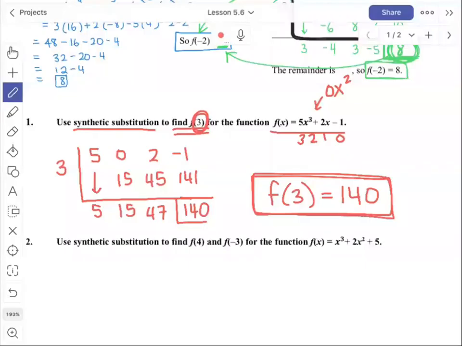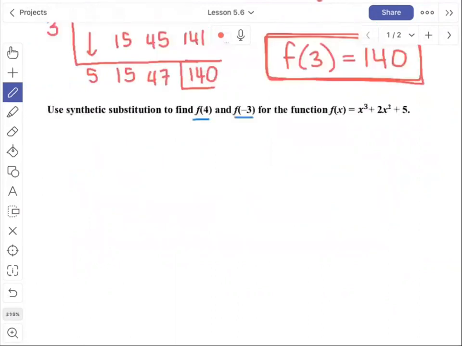So let's try number 2. I'm gonna start calling on you, so get yourself ready. We have actually 2 questions here. Use synthetic substitution to find f of 4 and then f of -3. We're gonna do both of them. So help me with this first one, f of 4. Let me call on Rachel. All right, Rachel, start us off.